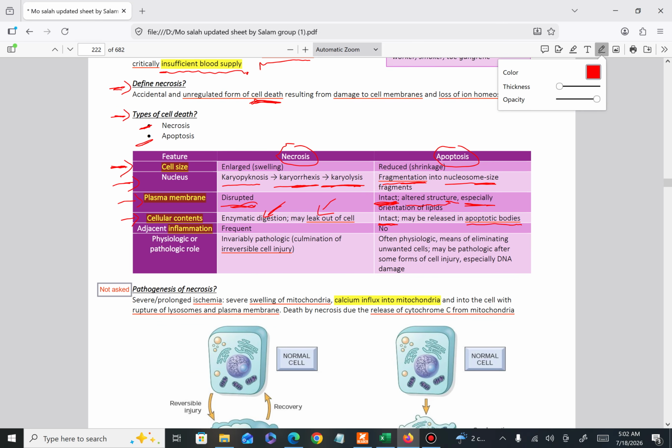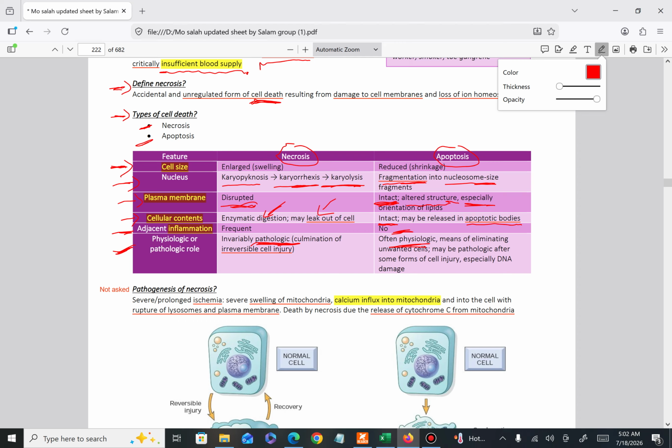As I mentioned before, there is always adjacent inflammation in necrosis, but there is no inflammatory reaction in apoptosis. So necrosis is pathological, while apoptosis is often physiological. These are the differences between necrosis and apoptosis.